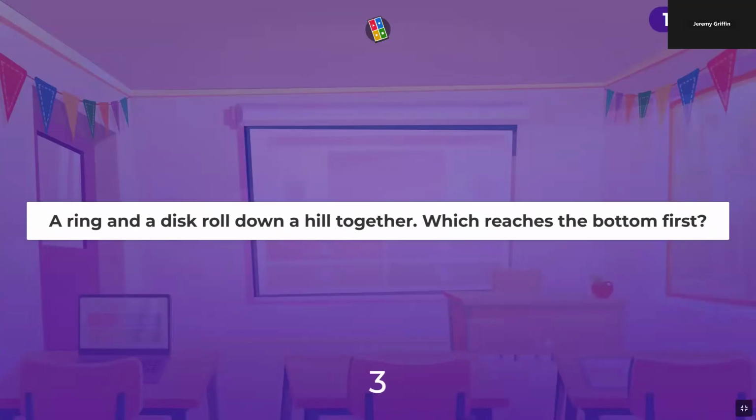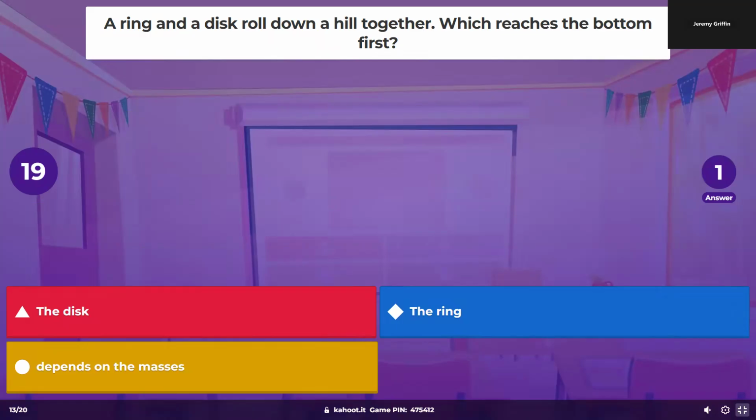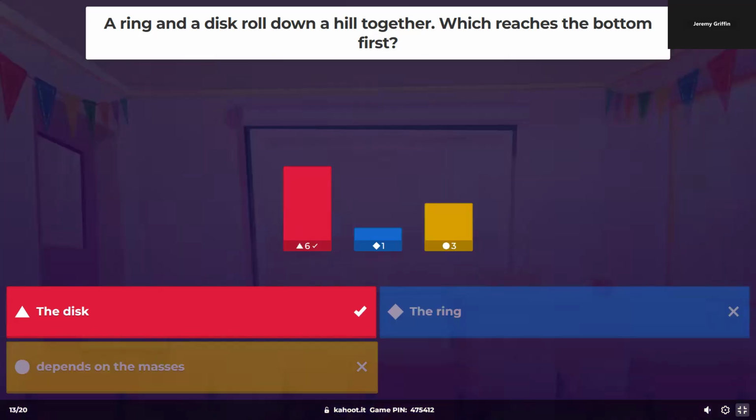A ring and a disc roll down the hill together. Who reaches the bottom first? A ring and a disc. The one says roll race. Yeah, the disc. Disc will always beat the ring.